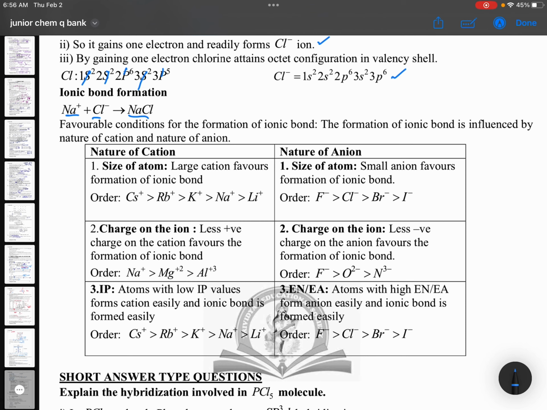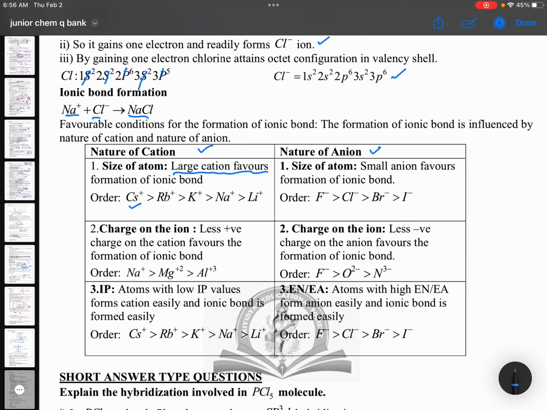The formation of ionic bond is influenced by the nature of cation and the nature of anion. For the cation, size should be large. A large cation favors formation of ionic bond because when the size is large, it can lose the electron easily as the ionization potential value will be less.